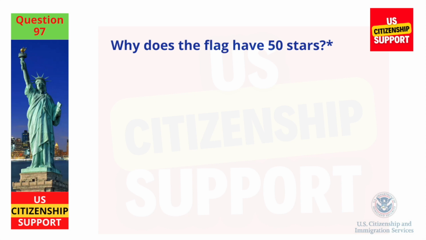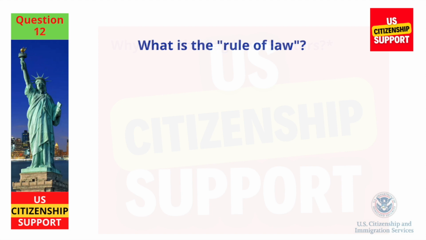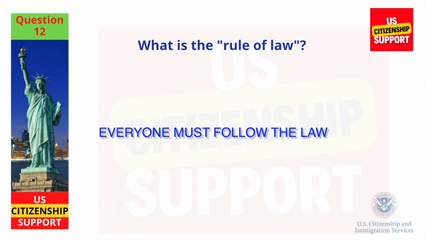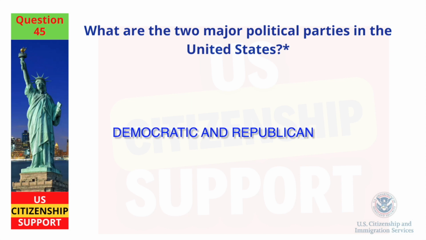Why does the flag have 50 stars? Because there are 50 states. What is the rule of law? Everyone must follow the law. What are the two major political parties in the United States? Democratic and Republican.